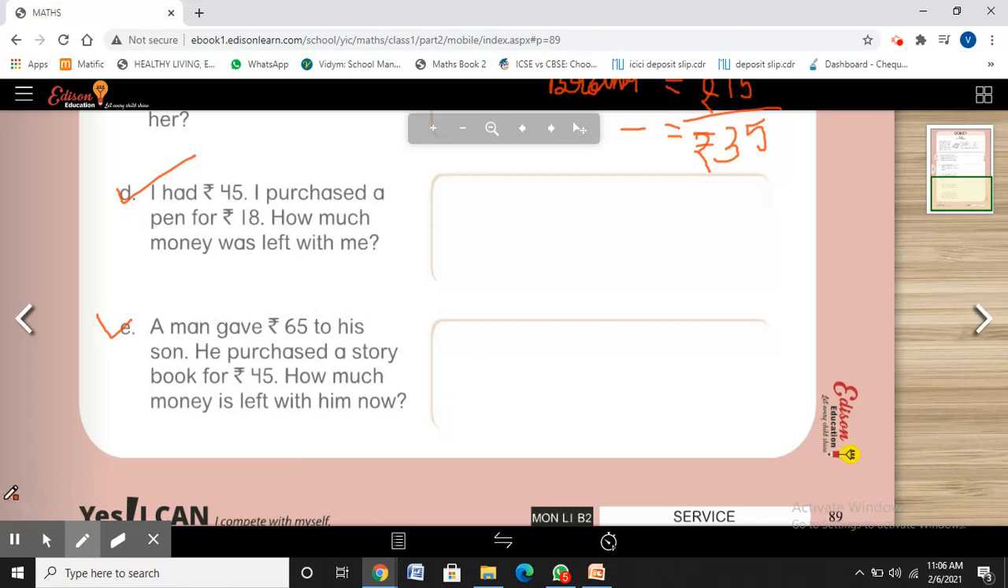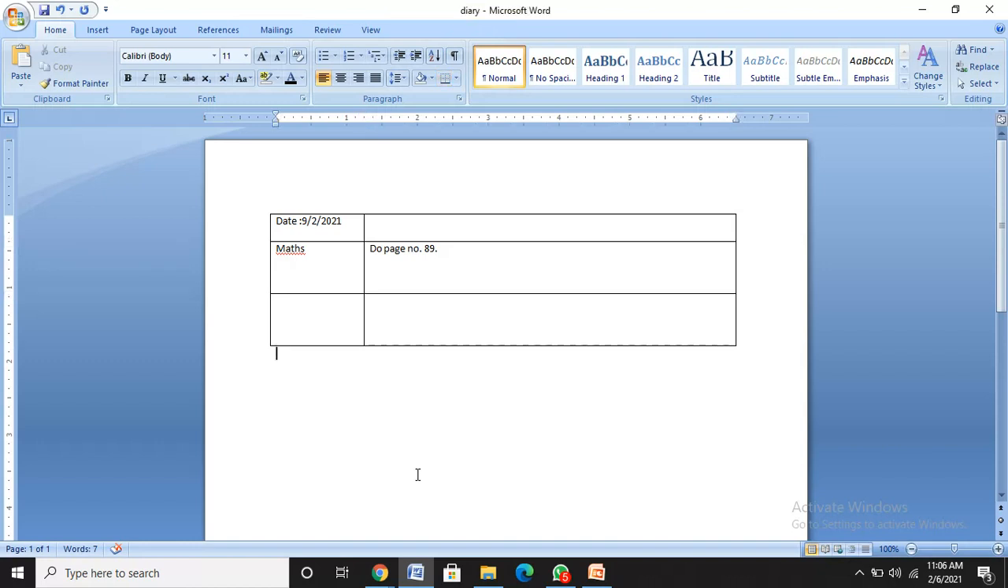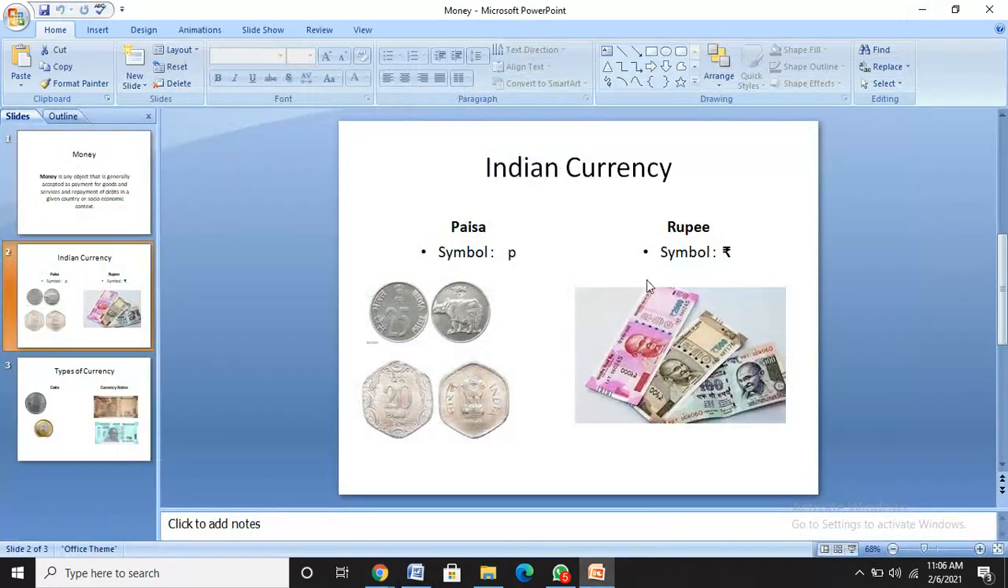Now it's time for your diaries. The date is 9th of February 2021. Maths, do page number 89. So do complete your work.